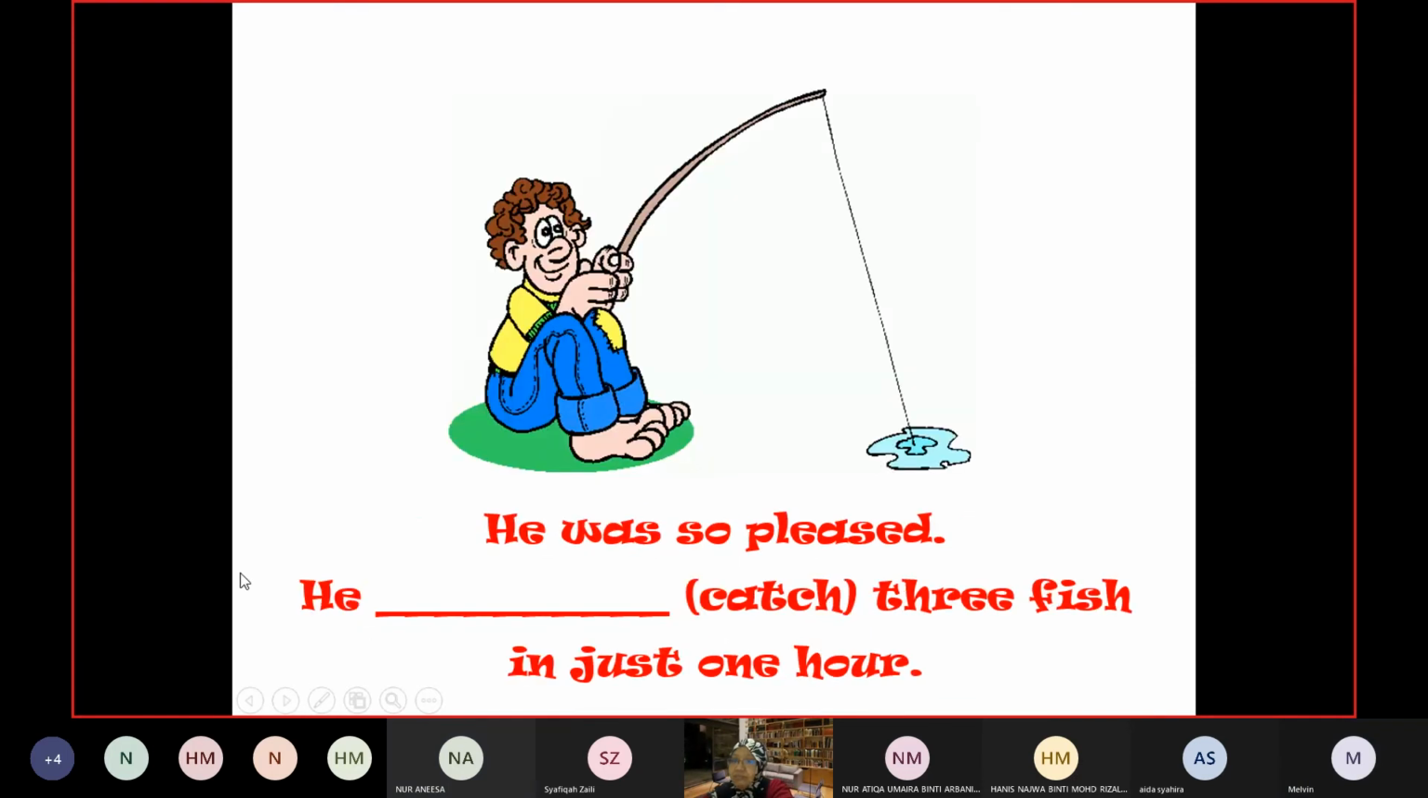This one. He had been catching. Okay. Catch. This one. Bila ada perkataan just tu, automatically you use past perfect biasa. So he had, what is past participle for catch? Caught. Yes, caught. So he had caught 3 fish in just 1 hour.